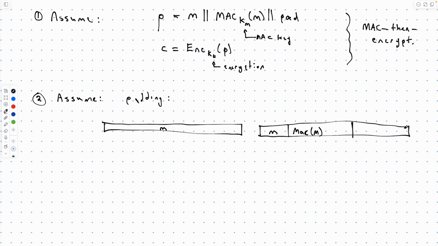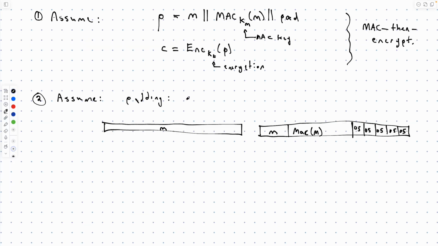Now I have a bunch of space at the very end. I have to put something there. So I'm going to pad it. What am I going to pad it with? Well, there are different schemes that you can use. The scheme that we used in TLS looks like this. I figure out how many bytes I need to pad. So let's say I have 5 leftover bytes. What I do is I just write the number 5 in each of them. So I'll have 5 5s.